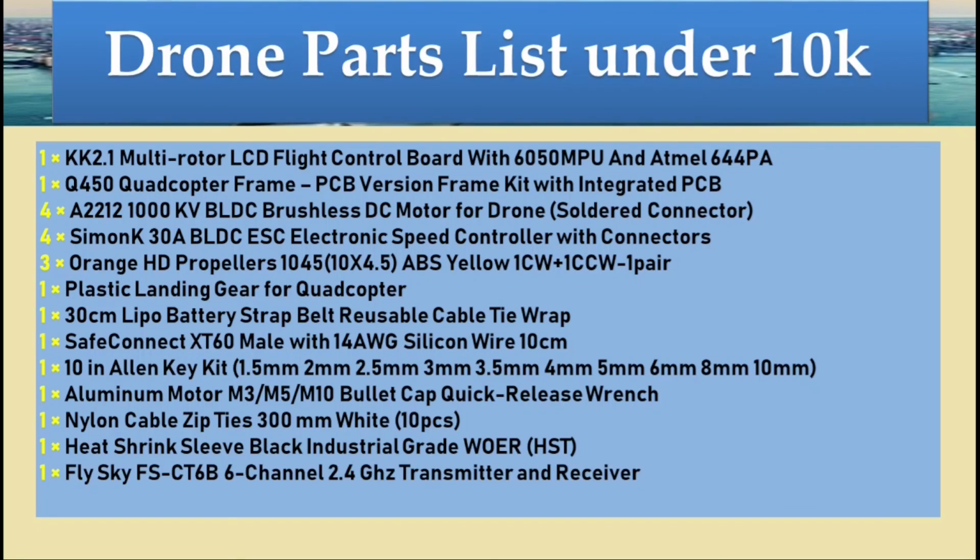Heatsink sleeves. Next is radio transmitter and receiver. You can use a FlySky FS-CT6B 6 channel 2.4 GHz transmitter and receiver, one piece, and you need one 2200 mAh battery and a B3 charger to charge this battery. You can buy all these components within 10k price. As the market is not stable, the price may increase a little bit. You can check the price of all the parts online.